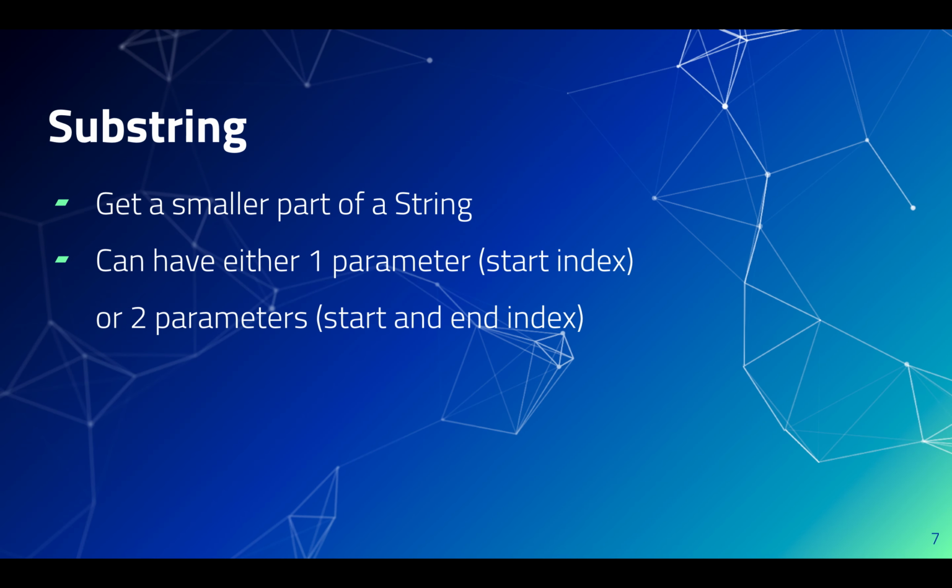The substring method gets a smaller part of a string. It can have either one parameter or two parameters depending on what you give it. If you give it one parameter, it'll use that as the start index for the substring and give you back everything from the start to the end. Since it's giving back a string, just smaller, the return type is still string.